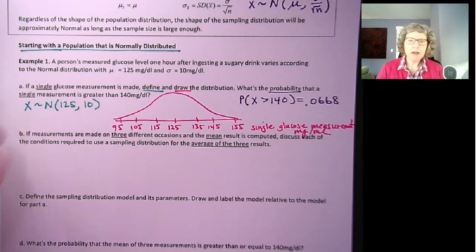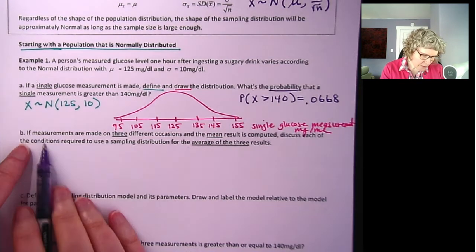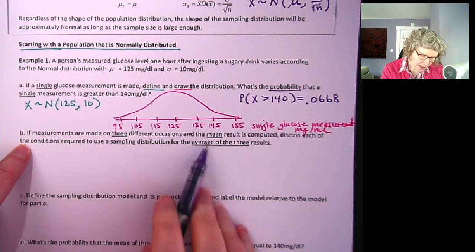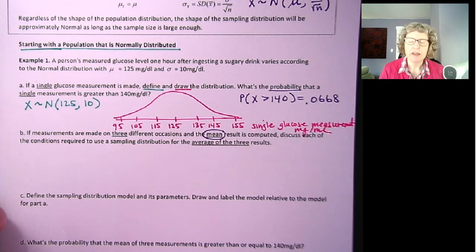Okay, so that's finding a single measurement. Now, if we want to, and we need to, go ahead and use a sampling distribution. It says if measurements are made on 3 different occasions and the mean result is computed. So this is how you know when you're going to be using the sampling distribution as opposed to the original one.